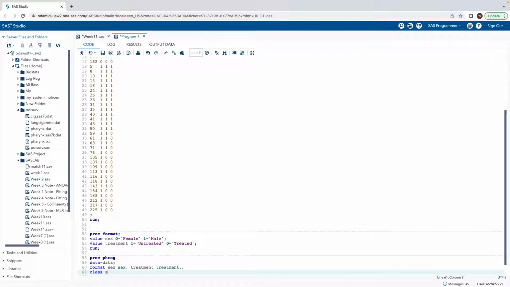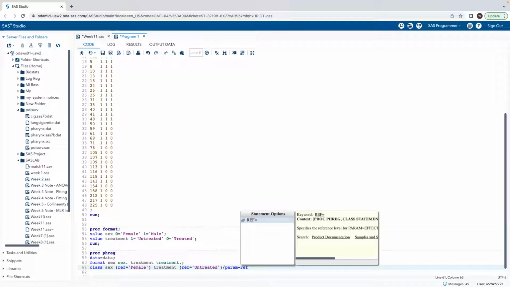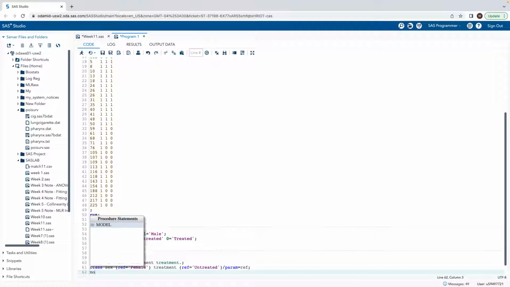Okay, so in the class statement, sex is a categorical variable, and I'm going to call female the referent, and for treatment, I'm going to call the referent untreated. Not sure if it cares whether untreated is capitalized or not, but just in case, I'm going to capitalize it. And param equals ref. Okay, now we're ready for the model statement.